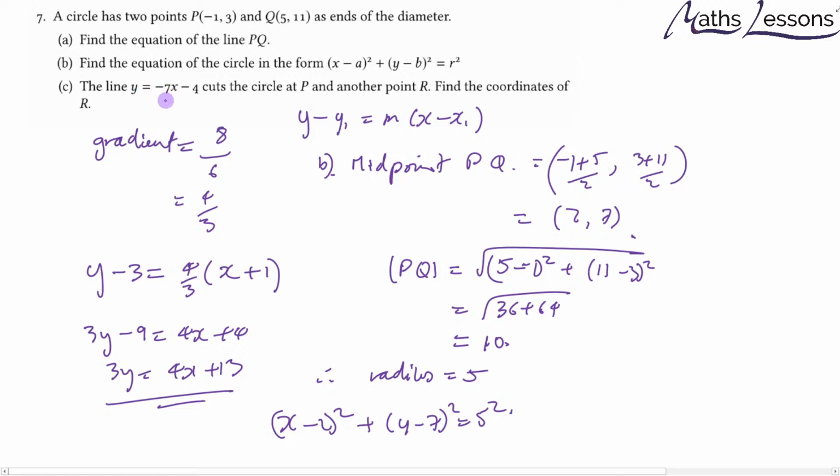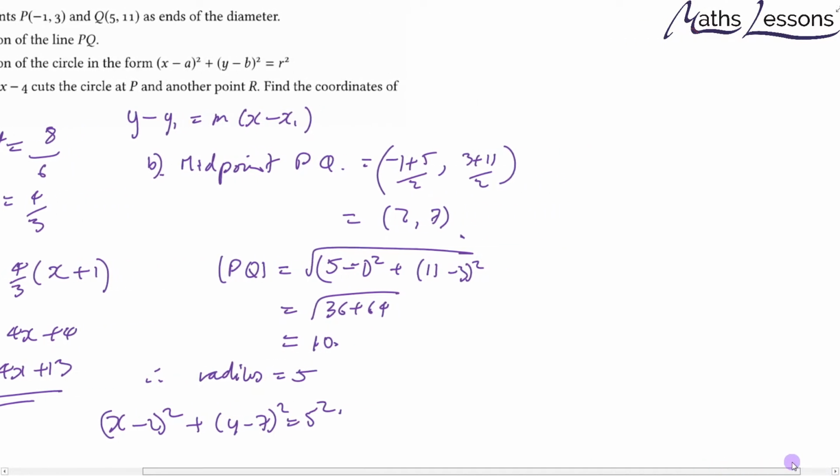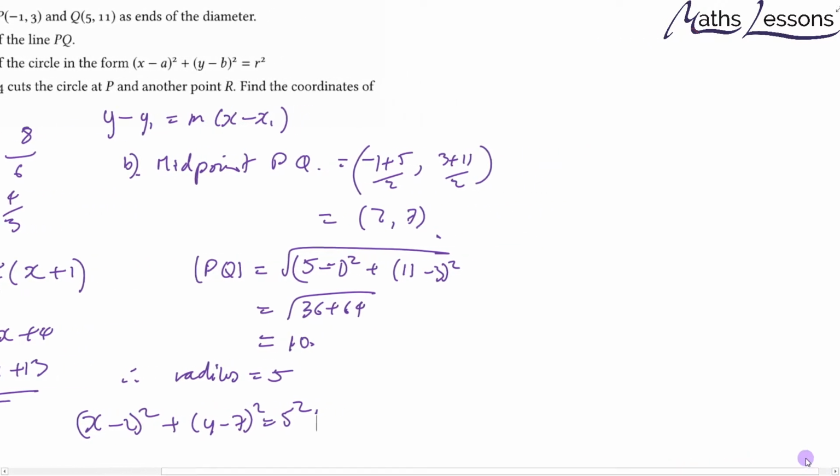The line y equals minus 7x minus 4 cuts the circle at P and another point R. Find the coordinates of R. I'm just going to move across to give myself a bit more space. We know that y equals minus 7x minus 4, so I'm going to put this in for y in the equation of the circle. I'm going to get (x minus 2) squared, plus, replacing the y with minus 7x minus 4, minus 7, all squared equals 25.